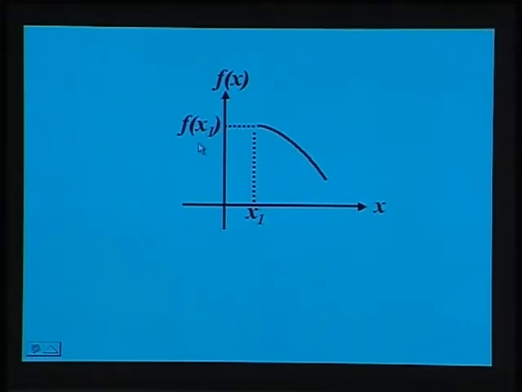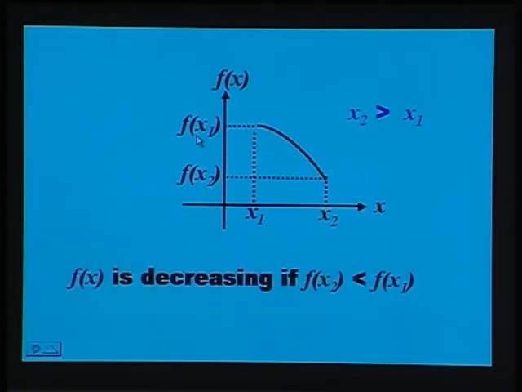We'll show that on the graph. Let's take two elements of the domain. x1 is one of them. The corresponding value of the function is fx1. Let's take x2 such that x2 is greater than x1. The corresponding value of the function is fx2. Note that x2 is greater than x1, but fx2 is smaller than fx1. So fx is decreasing if fx2 is less than fx1.